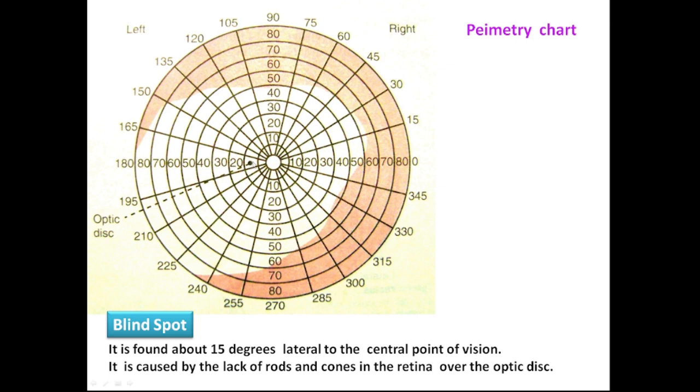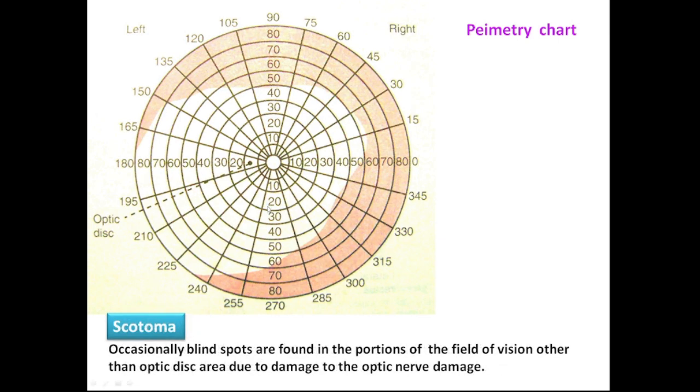Other than this area, if there are any small defects in the visual field, those small defects are called scotoma. Scotoma is occasionally blind spots found in a portion of the visual field other than the optic disc area, due to damage of the optic nerve or part of the retina also. So this is called scotoma.